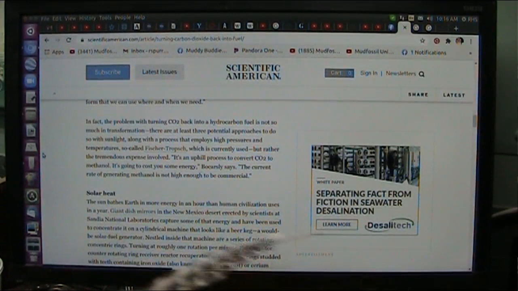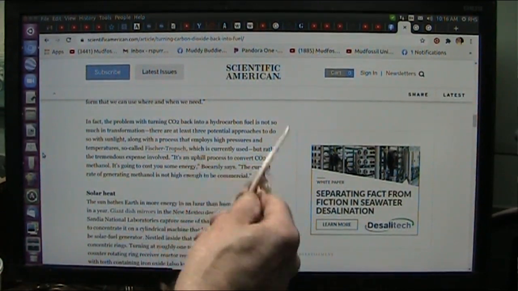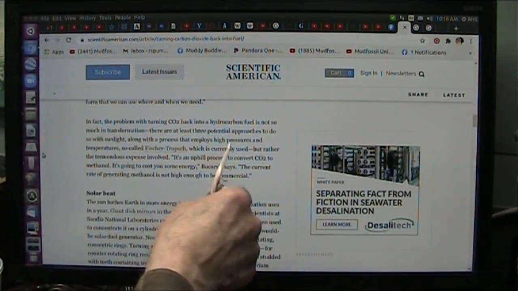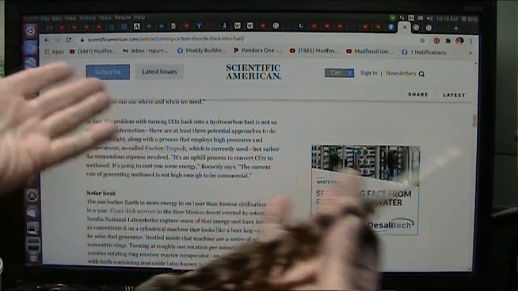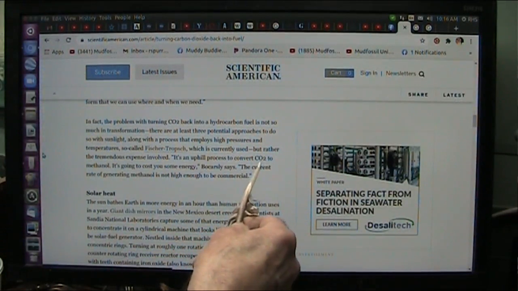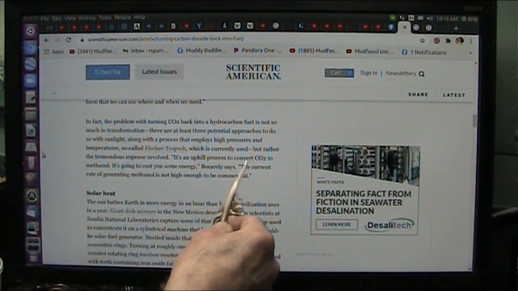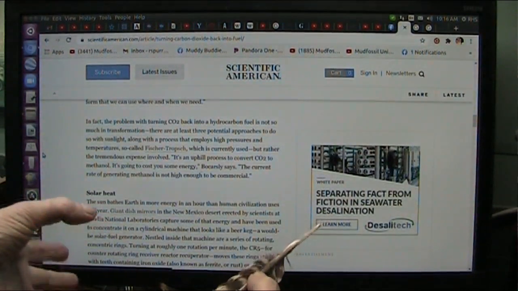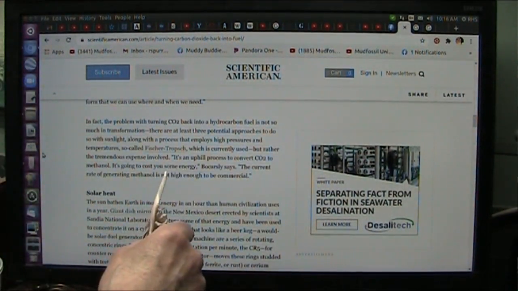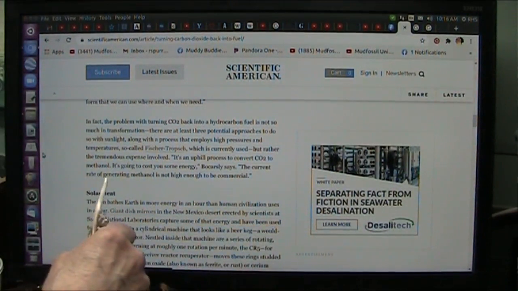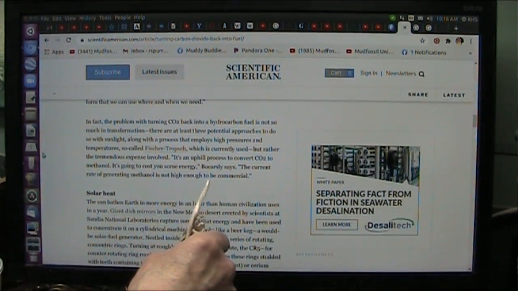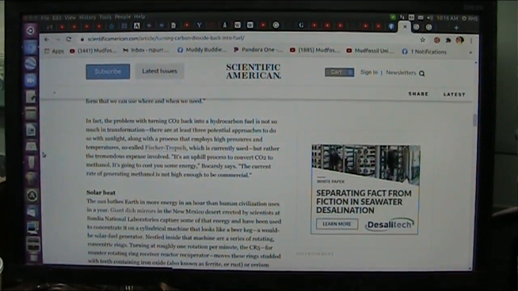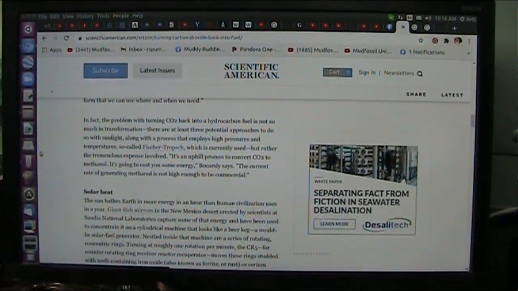Now just remember this. They don't understand the Venturi and how to force and compress and put them under high pressure, using just basic laser light. It's an uphill process to convert CO2 to methanol. It means they really have to push more electricity in than they will ever get back out. It's going to cost you some energy. The current rate of generating methanol is not high enough to be commercial. So they can't force enough electrons into that to make enough money back. So they pull it out of the ground.